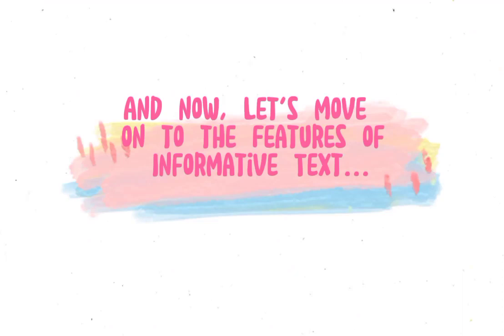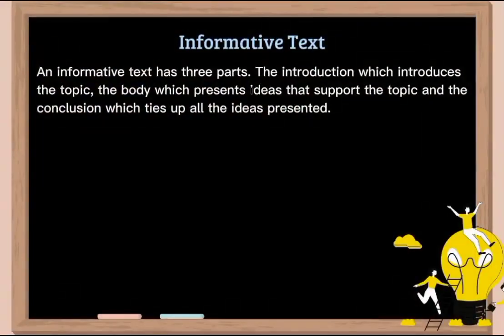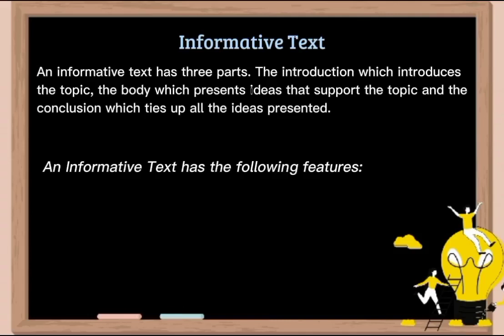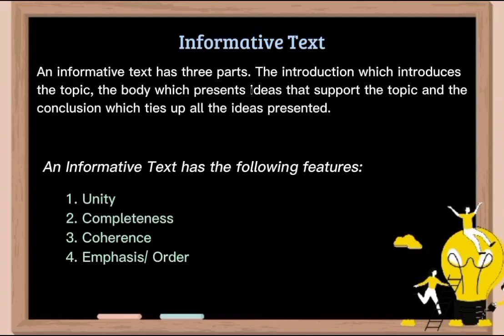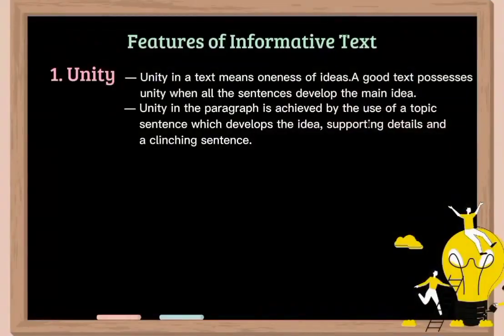And now, let's move on to the features of informative text. An informative text has three parts: the introduction, which introduces the topic, the body, which presents ideas that support the topic, and the conclusion, which ties up all the ideas presented. An informative text has the following features: 1. Unity. 2. Completeness. 3. Coherence. 4. Emphasis or order.